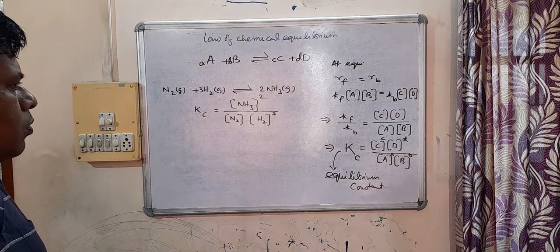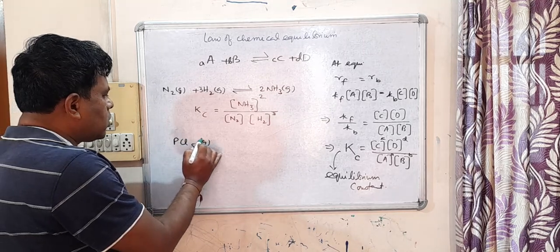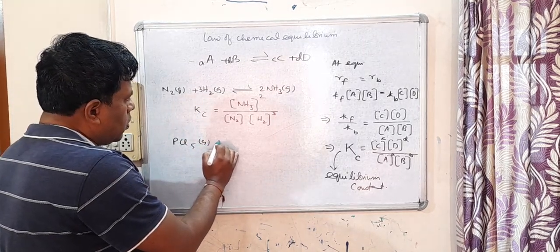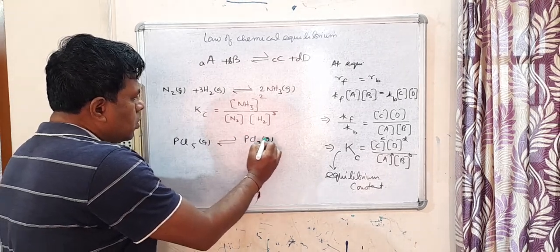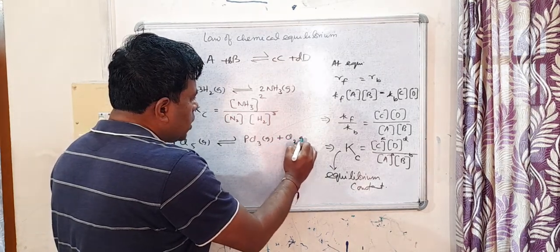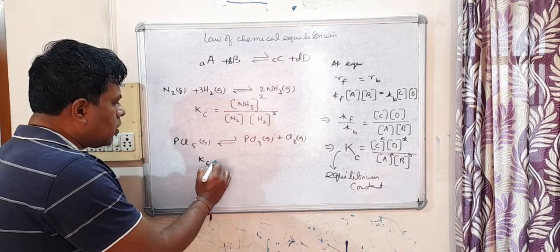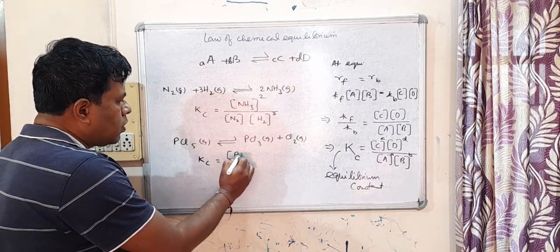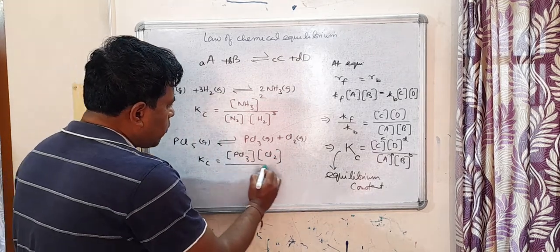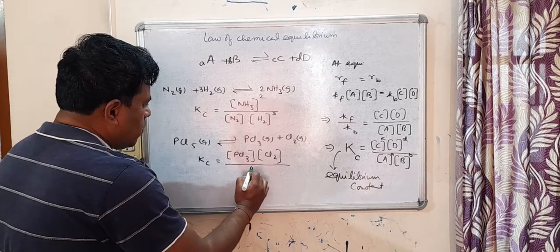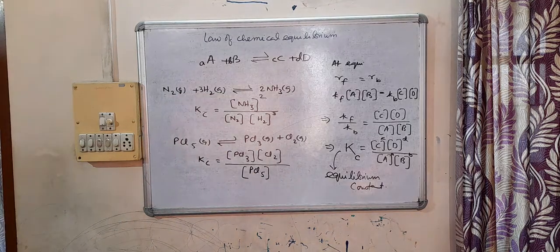Let us consider another equilibrium, say PCl5 gaseous in equilibrium with PCl3 gaseous plus Cl2 gaseous. So here Kc will be molar concentration of PCl3, molar concentration of Cl2, divided by molar concentration of PCl5. So this is the value of Kc.